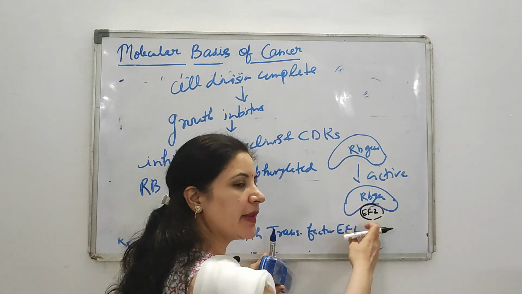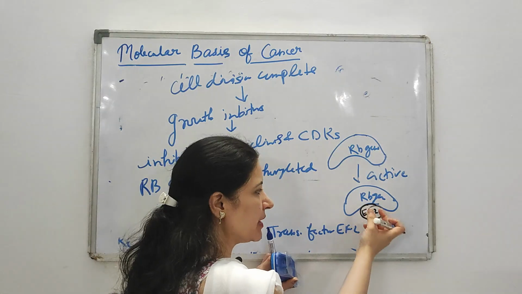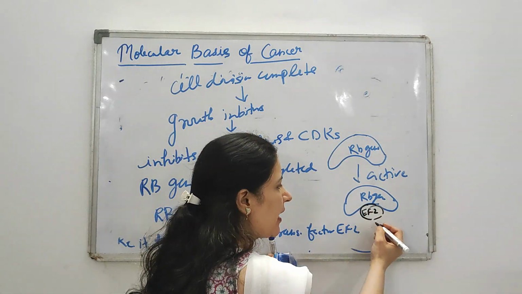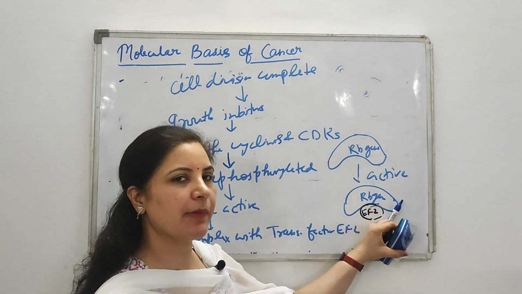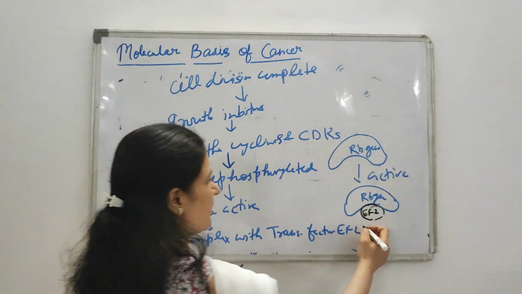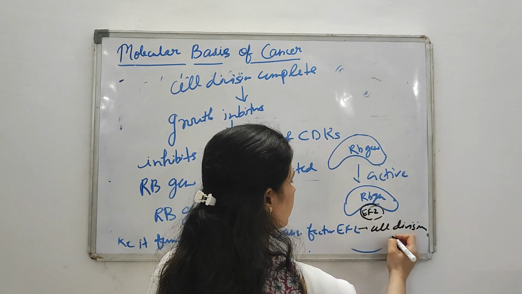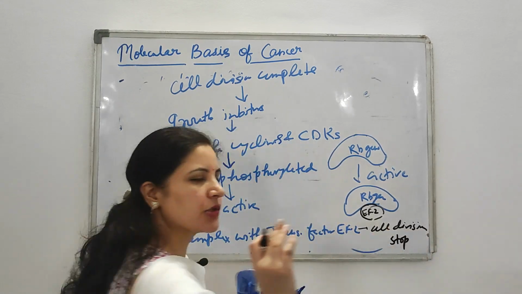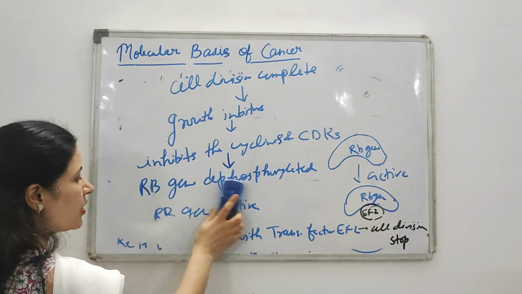When this complex is formed, RB tightly holds the EF2, and then EF2 is not available for the cell. So when EF2 is not available, cell division stops. Now the cell stops dividing. This whole phenomenon happens normally.